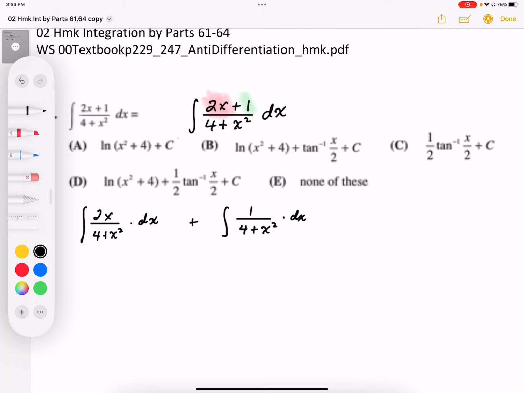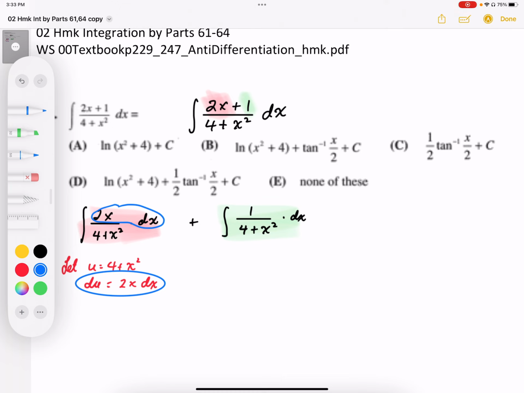I'm just going to color code these here. There's my substitution, and this one is going to be my arctan. So for the substitution, we're going to let u equal 4 plus x squared, which makes my du 2x dx. And that is perfect because that is exactly what I want for my du.